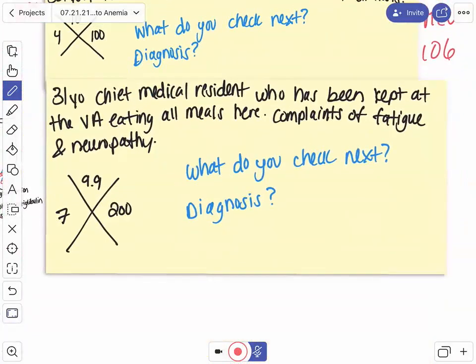Well, let's say this person just got empiric therapy, but our next one, you have a 31-year-old chief medical resident who's been here at the VA for an entire year, only eating their meals here. They're complaining of some fatigue, some neuropathy, a hemoglobin of 9.9. I'll give you the MCV, I'll spare you. It's 110. So now what are you guys going to check? Okay, so we're going to check a B12 level. Let's say that it comes back at around 201, which is just 1 point above normal. Now what are we going to check?